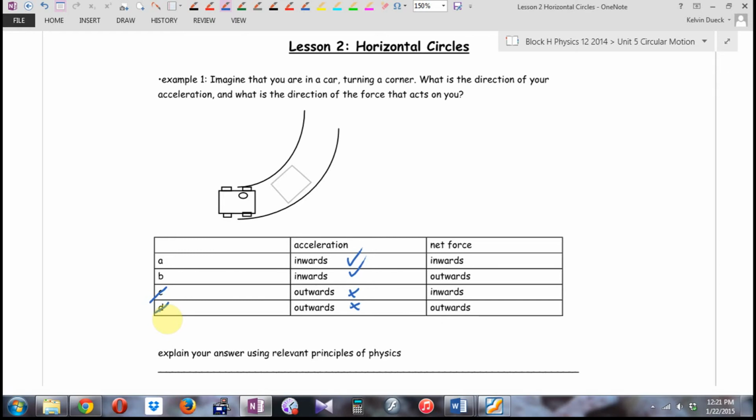What about the net force? I'm going to give you a hint. F equals what? Go very basic, back from Physics 11. F equals Newton's second law: ma.